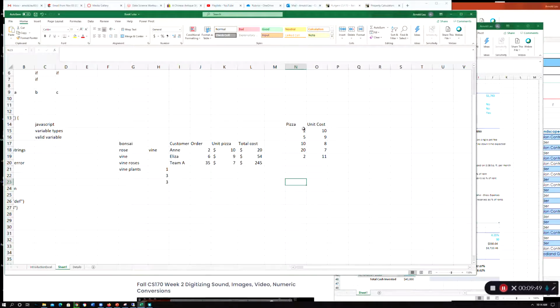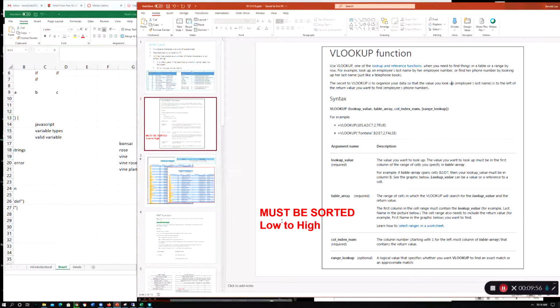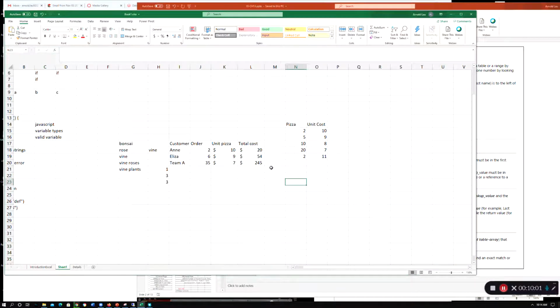This is just clarifying the point in the PowerPoint. Here's the PowerPoint. This point where it says must be sorted low to high is really more for when you're doing the approximate match. You can imagine the approximate match is going to get all screwed up if this is not in order. But to be clear, when you're going to get the exact match, the only thing you really want to do is make sure that it's unique. I hope that's clear. Make sure you let me know if that's not clear, because this is a pretty important point.